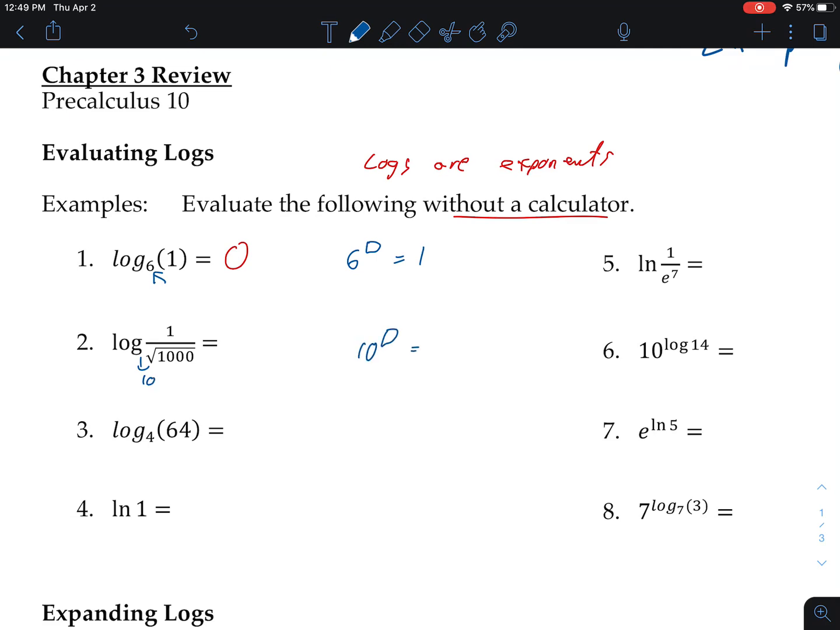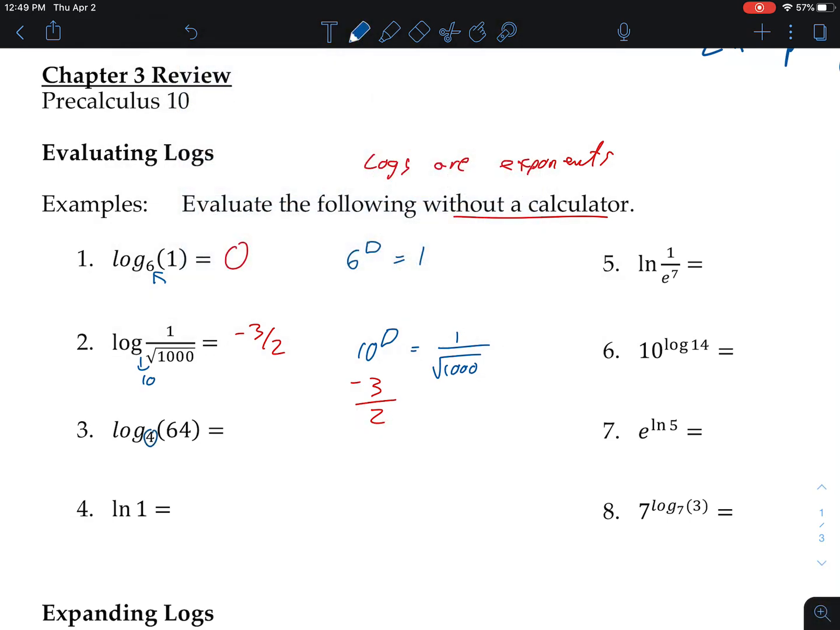Same thing over here, log, and this base is a 10. 10 raised to the what gives me 1 over radical 1,000? Well, we know how to get to 1,000, and that would be a 3. But it's on the bottom, so it's a negative 3, and it's in a radical, so it's over 2. Negative 3 over 2, and that's the logic I use. 1,000 is a 3. On the bottom is a negative. Under a radical, over 2.